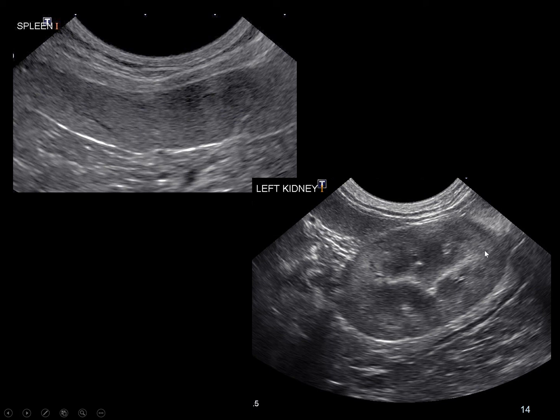Left kidney, again, pretty easy to find. A lot of times it's a little bit more lateral than most people who are starting out are scanning. So if you don't find it early, maybe slide the probe just a little more lateral and you can run across it there.